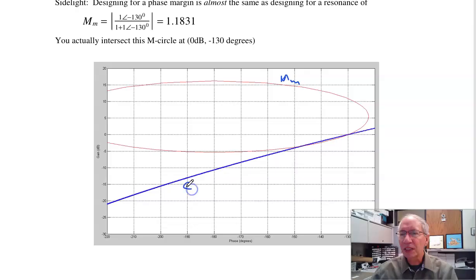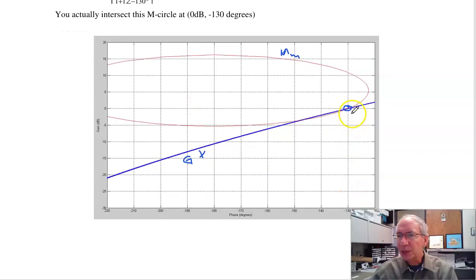Here's your GK. And notice that I intersect the M circle right here. When the gain is 1 and the phase is minus 130 degrees, that's what you're doing when you design for a phase margin. If I look on the Nichols chart, I can see I'm actually slightly inside the M circle, so the overshoot's a little bit higher than it should be.